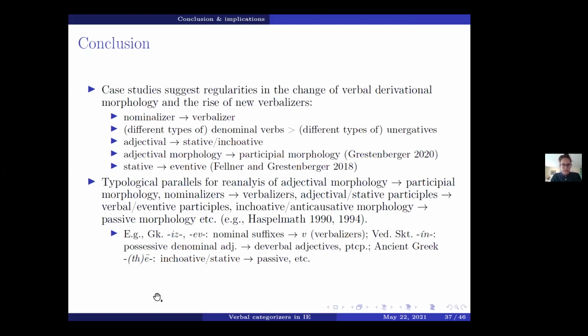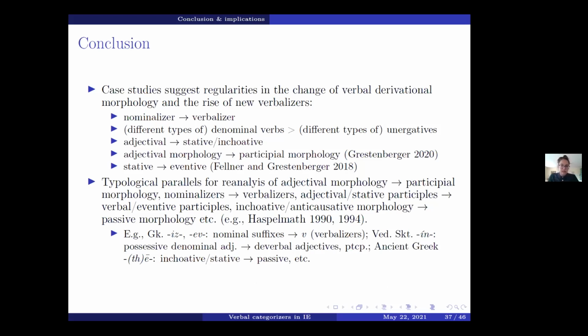You can also see this in participial morphology, so in other aspects that I haven't really talked about now, and there are some typological parallels for these kinds of reanalysis that are also discussed in the literature, and especially in the old Indo-European languages, there are some that you just keep seeing over and over again, like the reanalysis of inchoative to passive, or of possessive denominal adjectives to verbal adjectives, and so on.